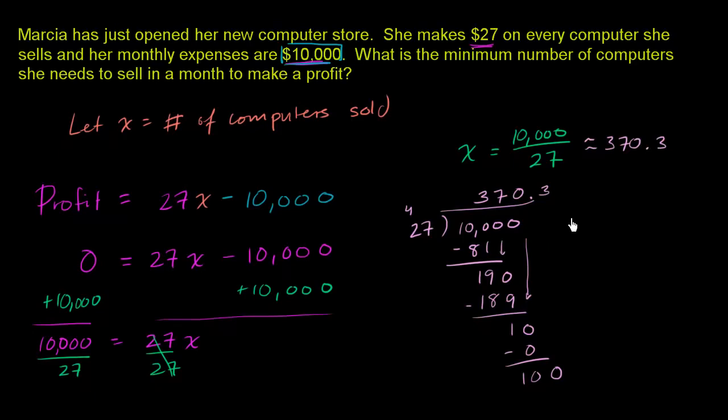But this is enough information for us to answer our question. What is the minimum number of computers she needs to sell in a month to make a profit? Well, she can't sell a third of a computer. She could sell 370 computers, but then she's not going to get to break even, because that's less than the quantity she needs for break even. So she needs to sell 371. She needs to sell 371 computers in a month to make a profit.